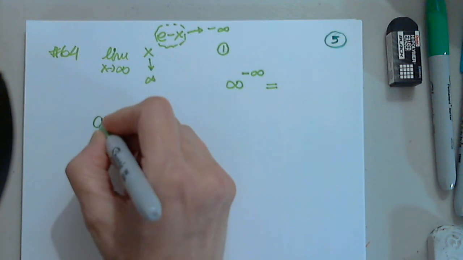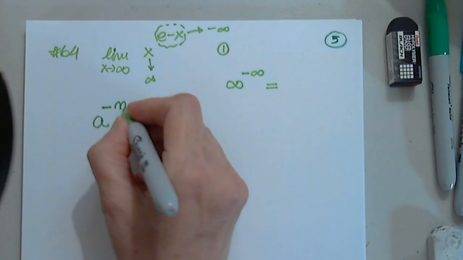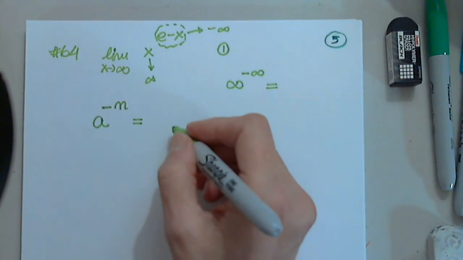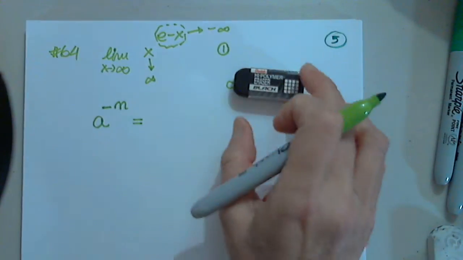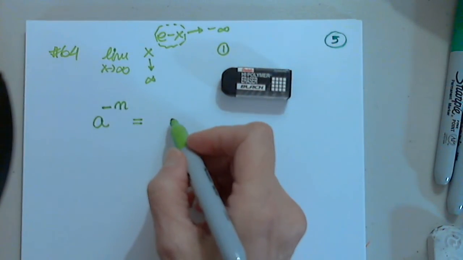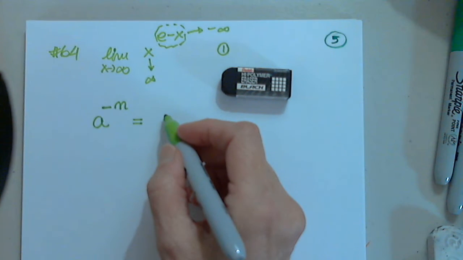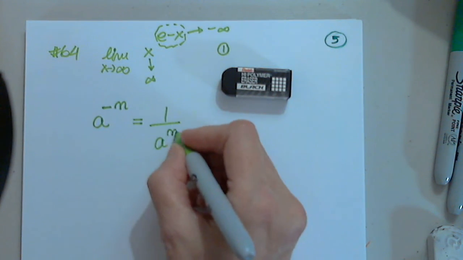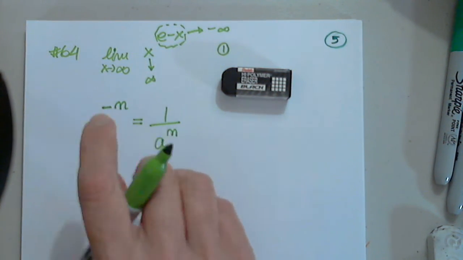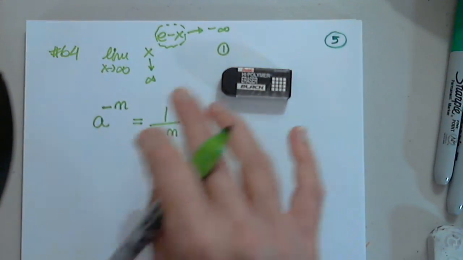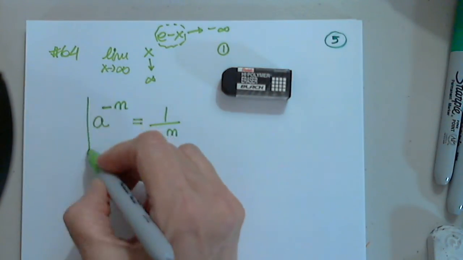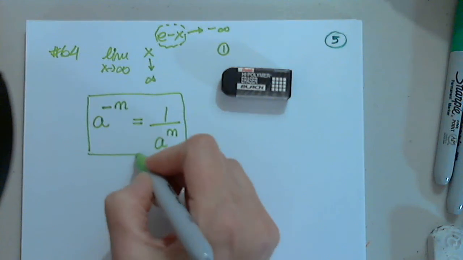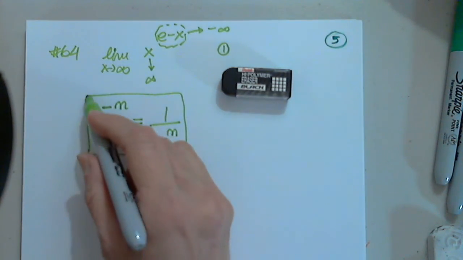So a raised to negative n. How do I write this in another way? It's 1 over a raised to n. Good. M or n, the same thing. Yes. So this is one of the exponential rules that we've been using over and over.